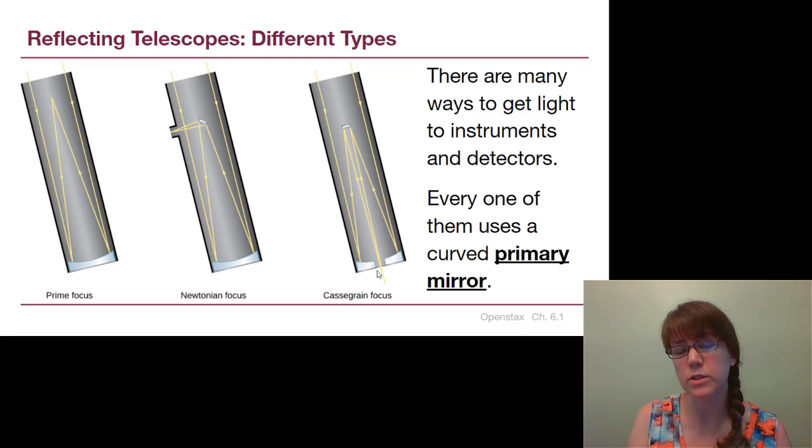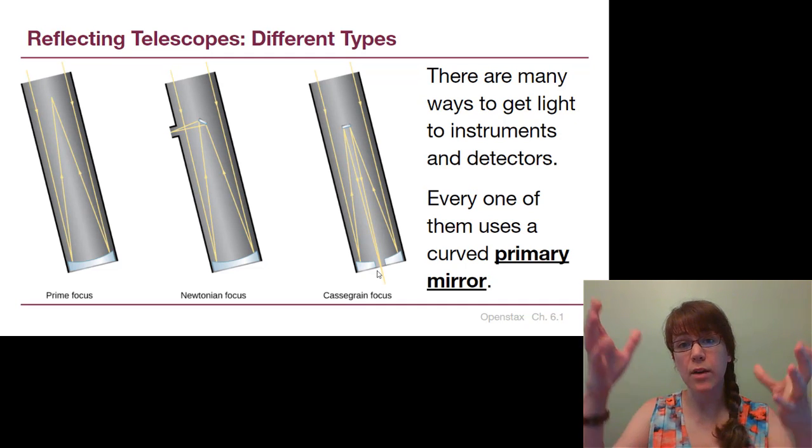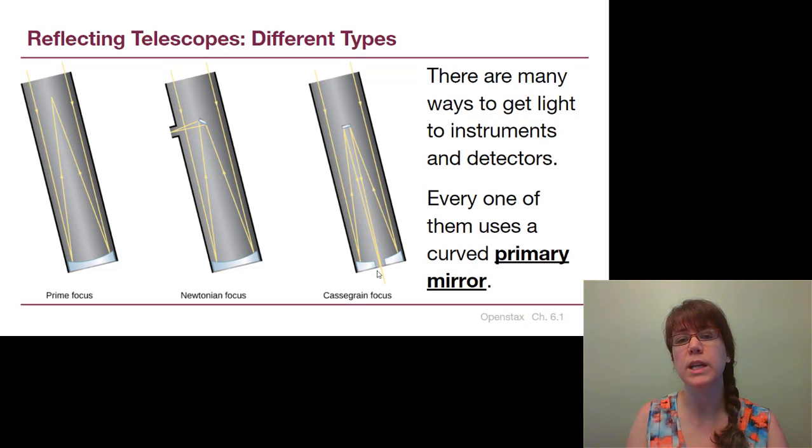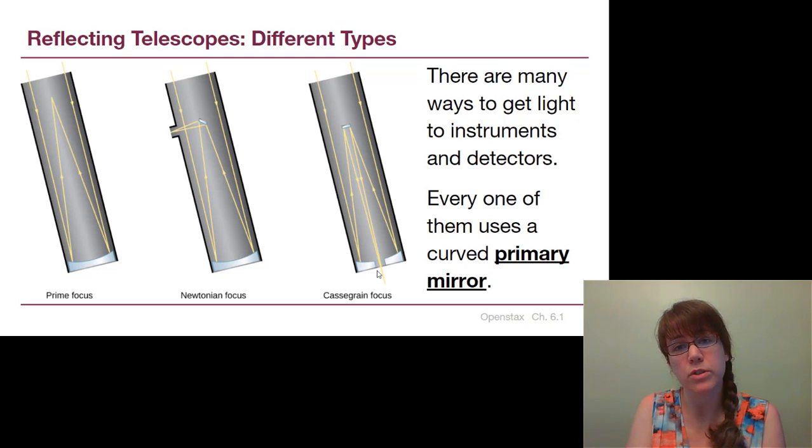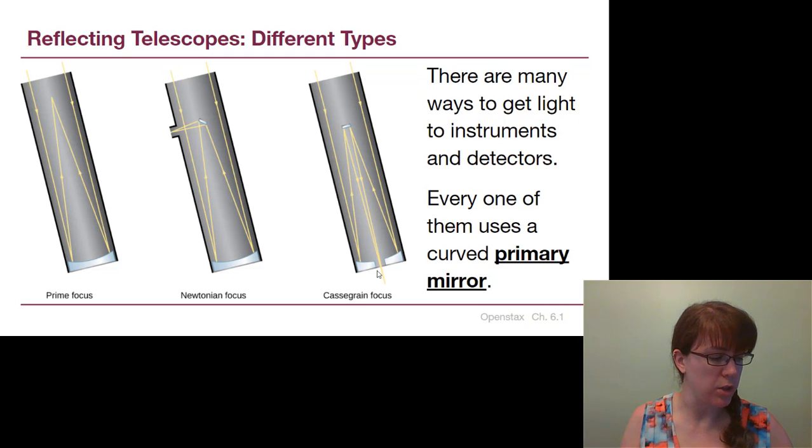The Cassegrain focus is really good for when we have these really massive astronomical telescopes. We can have this giant telescope tube and have all of the instruments at the bottom of it where they're easier to access and easier to reach and support the pull of gravity. Every single one of these we see, though, uses a curved primary mirror along the bottom of it.